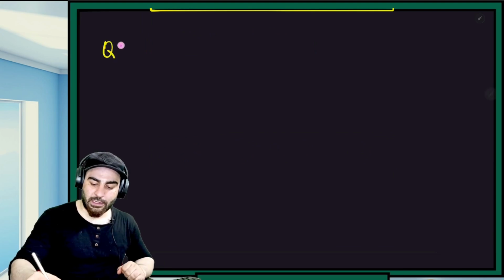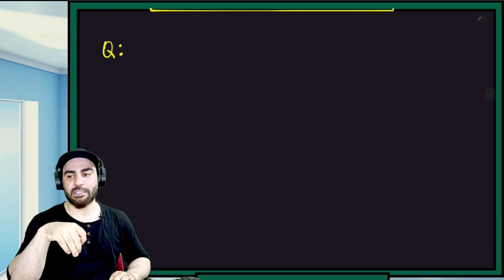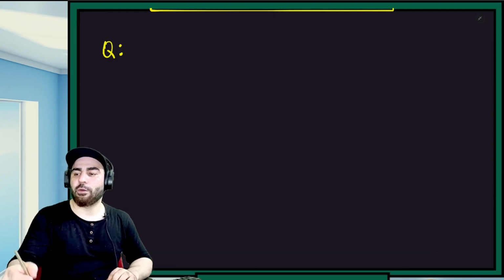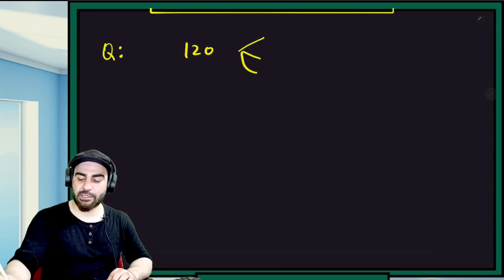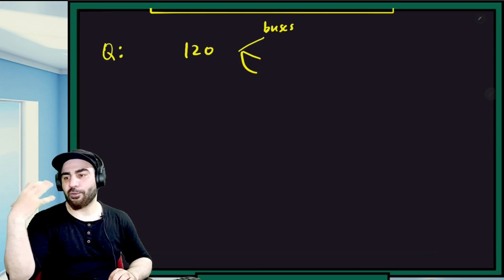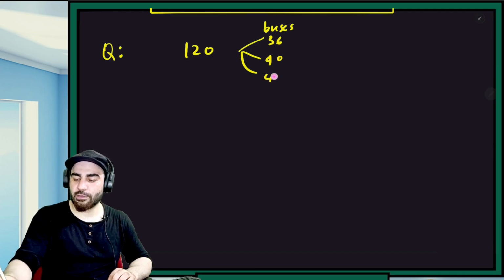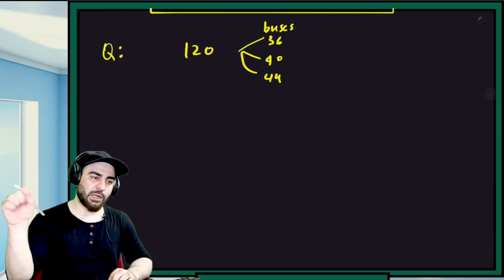Okay. After this discussion, let's have a question first so that it will remind you of expectation, and then we'll move ahead. The question goes like this: a school class of 120 students are driven in 3 buses. There are 36 students in one of the buses, 40 in another, and 44 in the third bus. So this is the distribution: 36 in bus 1, 40 in bus 2, and 44 in bus 3.